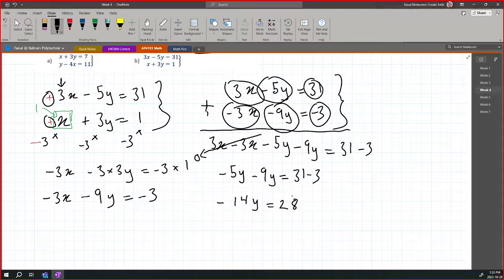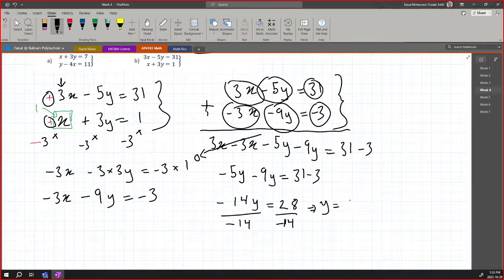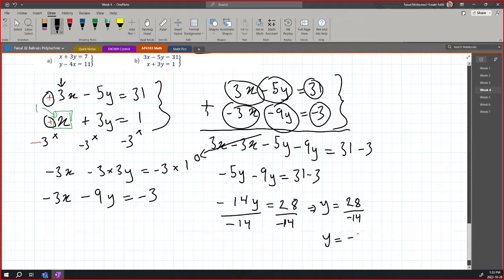28, yes. All right. And then you can solve for y by dividing by minus 14. So the y is going to be equal to 28 divided by minus 14. So the y is equal to minus 2.